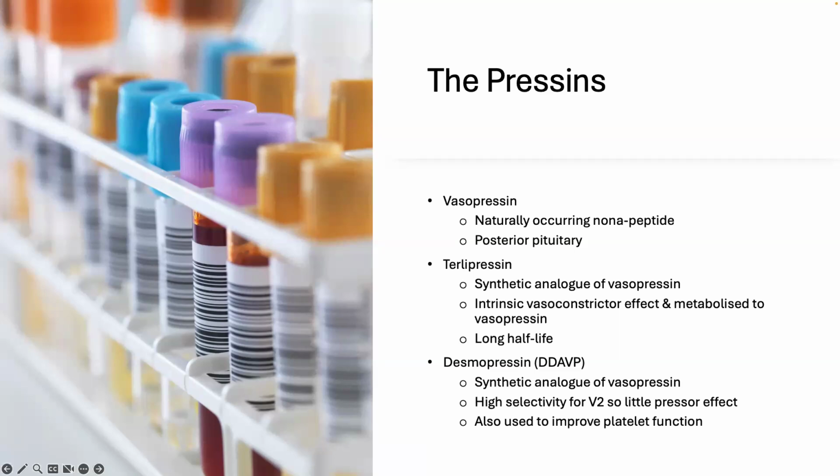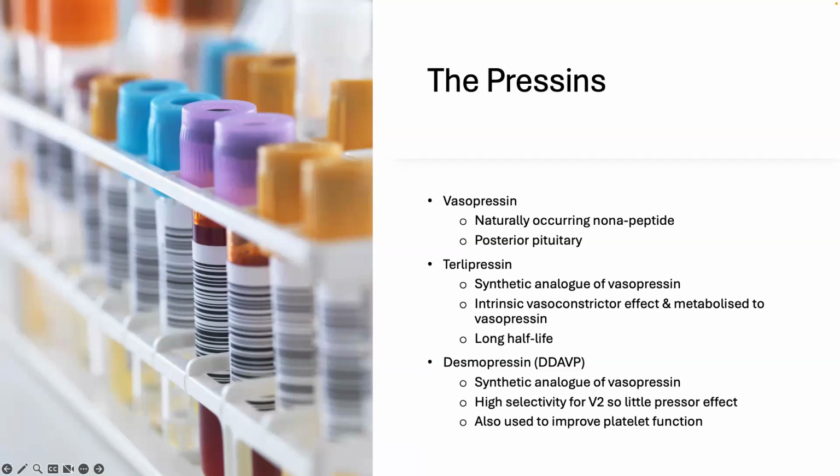Terlipressin is generally widely available at the moment. It functions very similar to vasopressin. The advantage that terlipressin has over vasopressin is its much longer half-life. So if you dose terlipressin, you can usually dose it as a stat dose 3 times a day or 4 times a day, depending on how much you need.